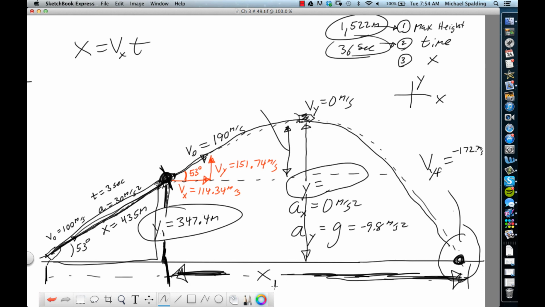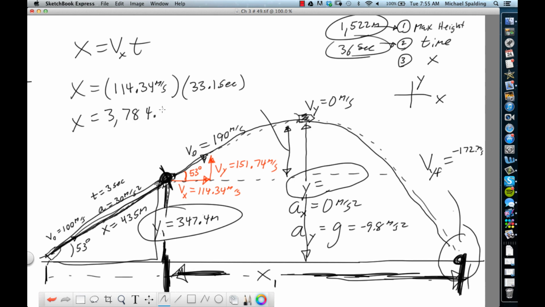We'll call that x1. How do we find from here to here? We're going to use this equation: x equals Vx times t. What's Vx? 114.34. And what's the time we use? Are we using the 36 seconds? No. The 36 seconds included the first part. So we want to use just the time for the second part, which was 33.1, and this comes out as 3,784.6. That's the horizontal displacement after the rocket dies.